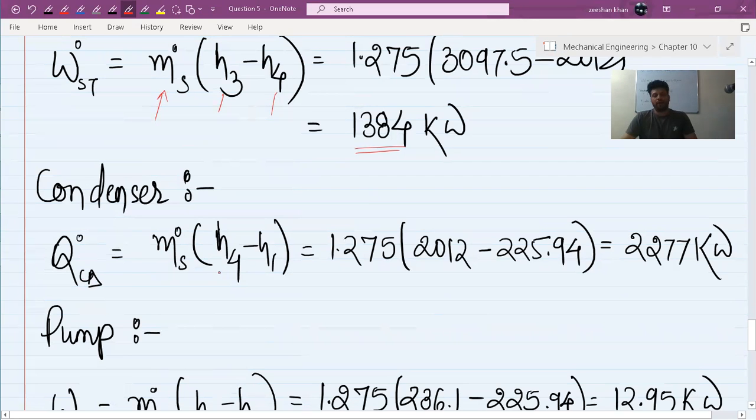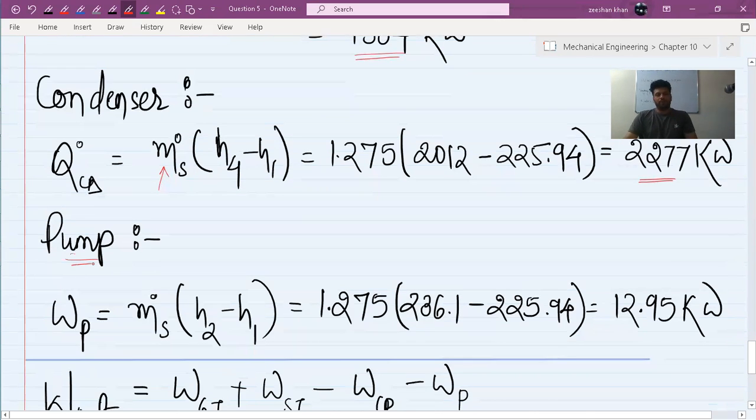The amount of heat lost when the steam passes through the condenser and converts into saturated liquid can be calculated by mass flow rate of steam times h4 minus h1, which comes out to be 2277 kilowatt. The work required by the pump can be calculated using this expression, because the pump is responsible for taking the saturated liquid from state 1 to state 2. That is why applying the steady flow energy equation between state 1 and state 2 gets us the work required by the pump, which comes out to be 12.95 kilowatt.